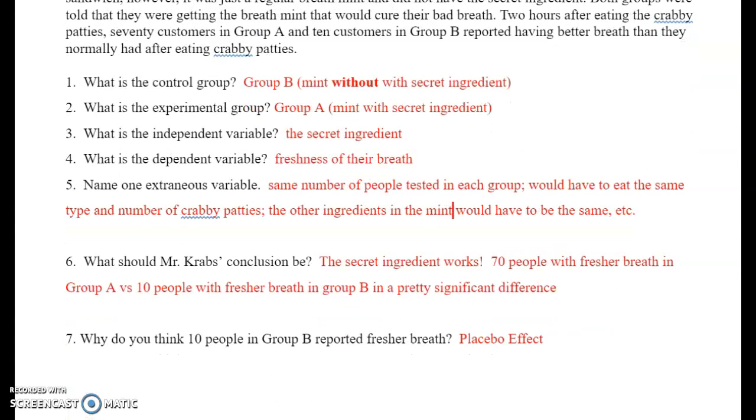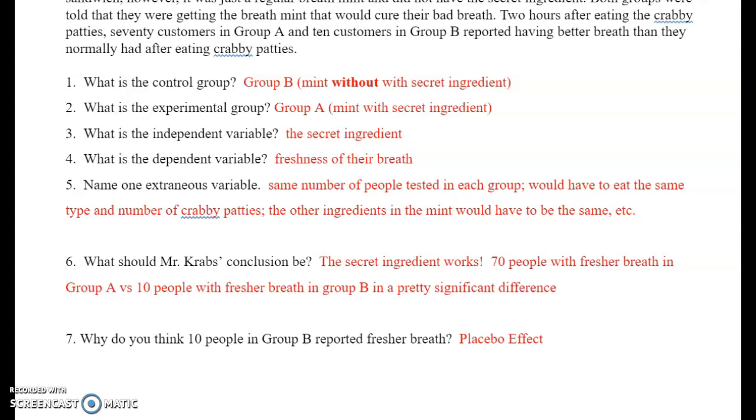So what should the conclusion be? Well, it should be that the secret ingredient works because 70 people in Group A had better breath compared to only 10 in Group B. So that's a pretty significant difference. And then it asks, why do you think 10 people in Group B reported fresher breath?